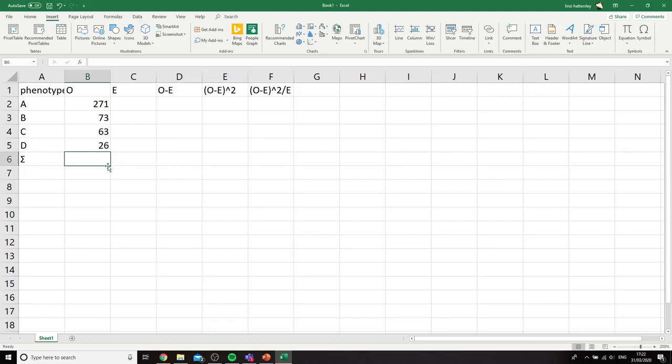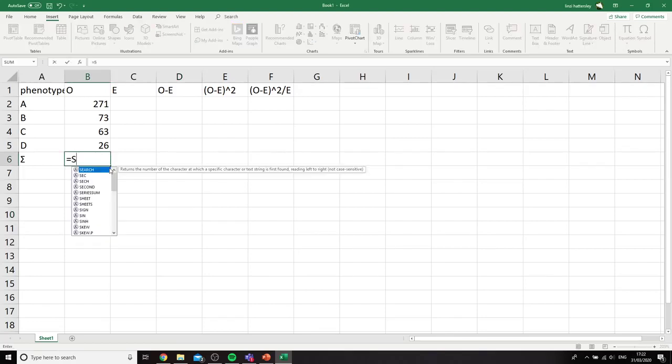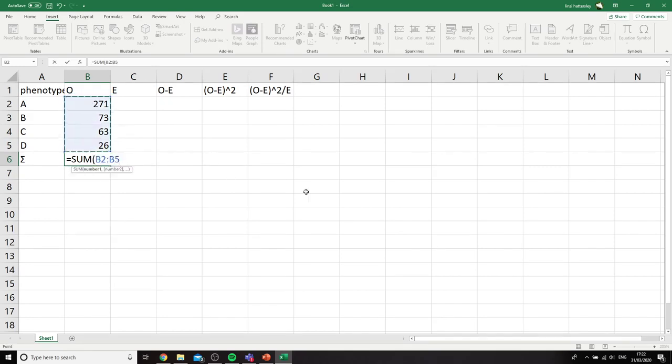Now we need to add these numbers up. So I'm going to type in equals sum, open the bracket, select all of those and close the bracket. And this will give us the total number of maize grains that I have observed, which is 433.